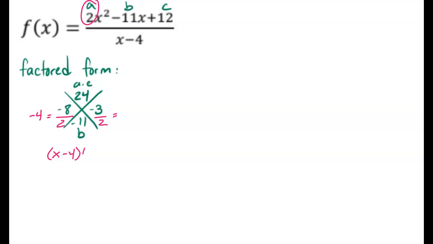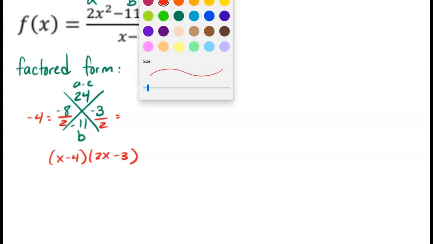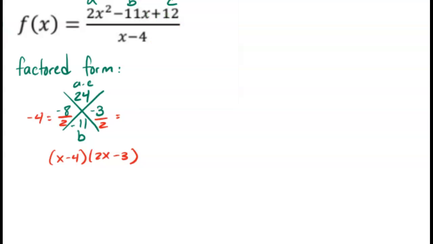And what's our second factor? What do I do with that 2? You kick it to the front of the X, and the numerator stays behind the X. So that factored form is actually over x minus 4.